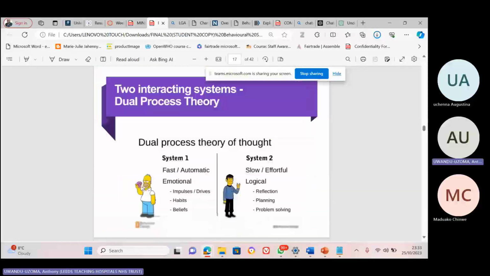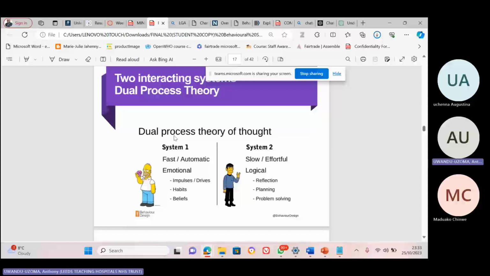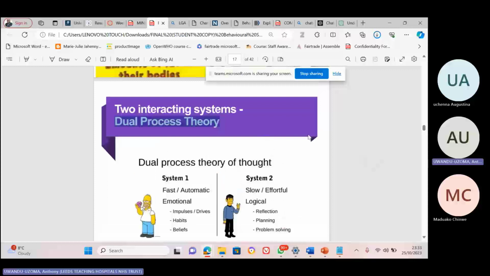All this one is a story. Okay. Now I can see something that's called dual process theory. I don't know what it is. So now that means I need to read around it. What is dual process theory?